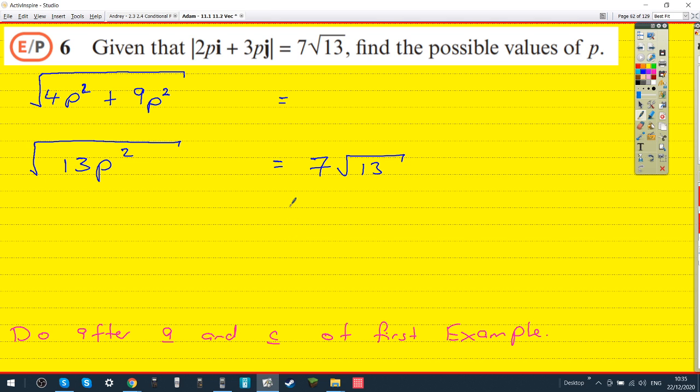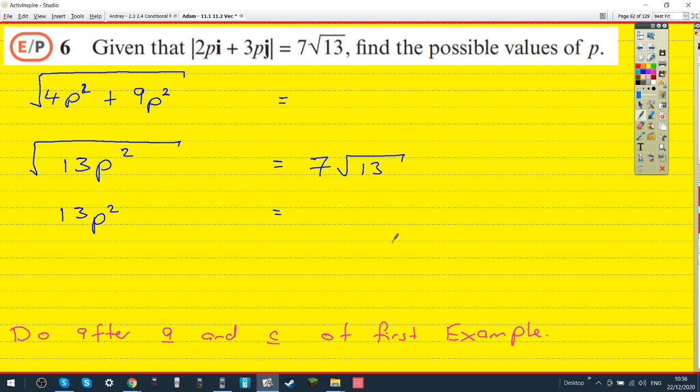Okay. Solve. What do you mean by solve? Solve for p. So would you divide by 13 on both sides? You can't because it's inside a square root. So you square both sides. Well done, which gives you 13p squared still. Yep. And then what would happen to the right side?